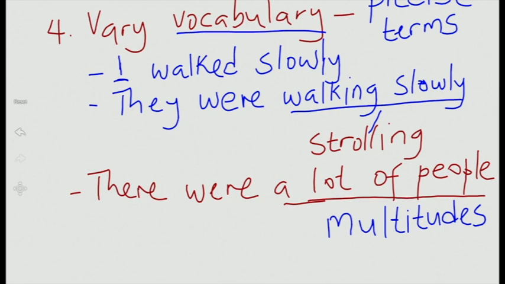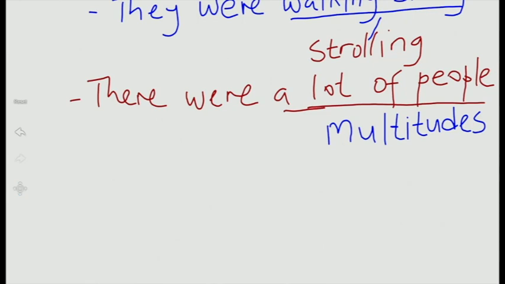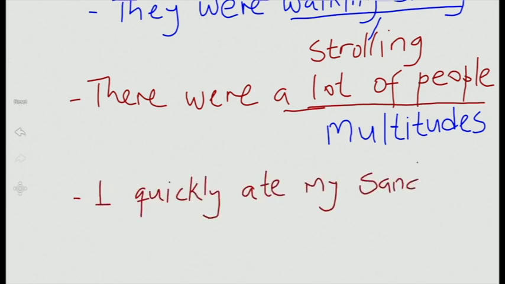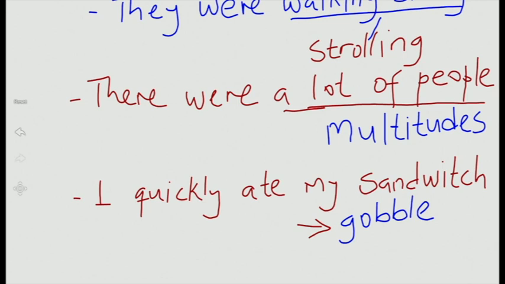So this word multitudes has got more weight than saying a lot, because anyone can use the words a lot. Or, describing the way someone eats: maybe you are hurrying in your eating because of whatever circumstance. So instead of having the sentence, I quickly ate my sandwich, you can just use one word to say the very same thing, and that will be to gobble. So these are the precise terms we are talking about.